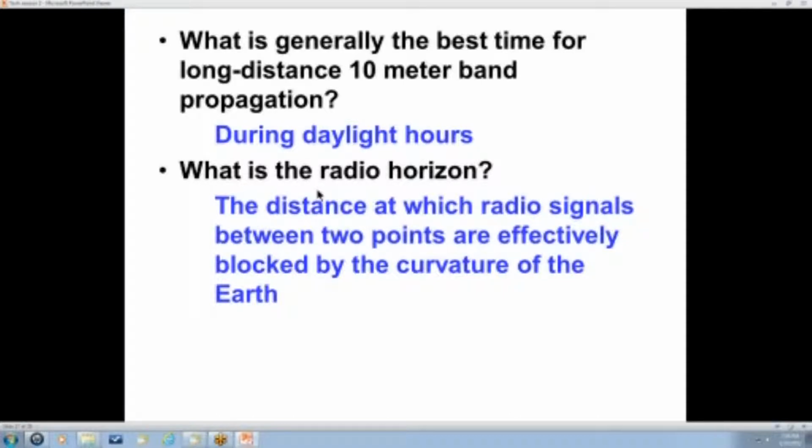What's the radio horizon? It's the distance at which radio signals between two points are effectively blocked by the curvature of the Earth. So if you think about looking out at the ocean and you see the horizon where you can no longer see any farther, the same thing happens with radio signals. They come out to a point at which you can no longer see around the curve of the Earth.